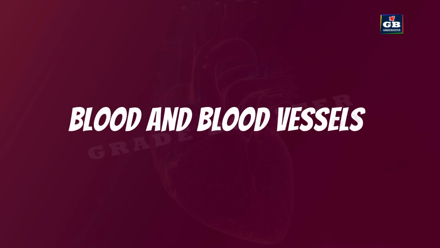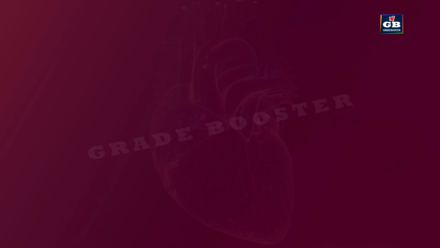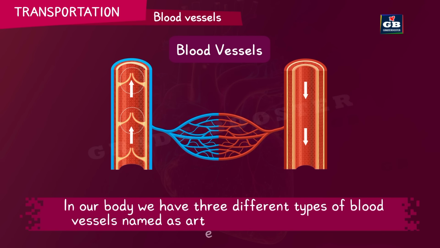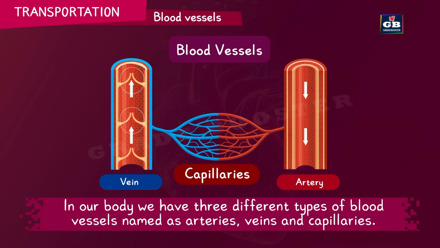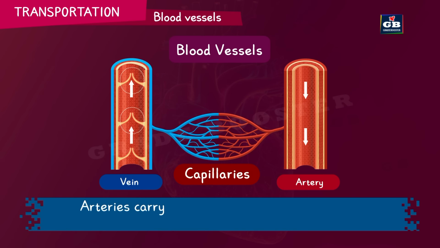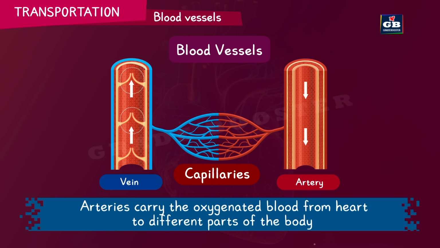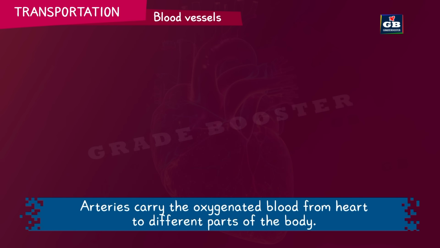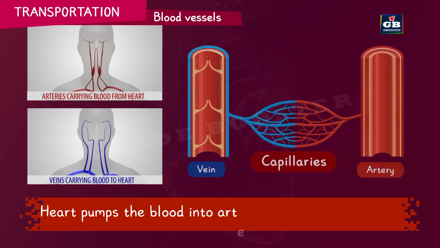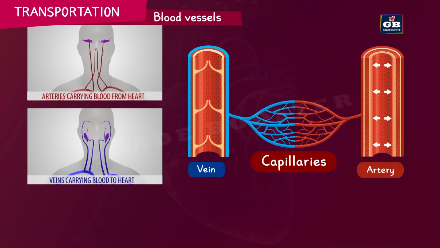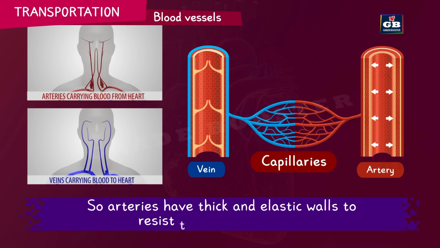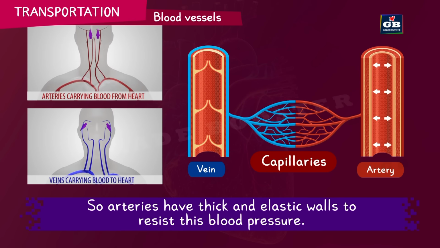Now we will study about the blood and blood vessels. In our bodies, we have 3 different types of blood vessels named as arteries, veins and capillaries. Arteries carry the oxygenated blood from heart to different parts of the body. Heart pumps the blood into arteries with great pressure. So arteries have thick and elastic walls to resist this blood pressure.